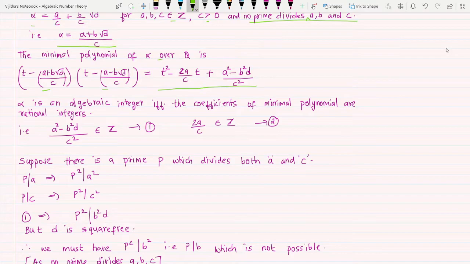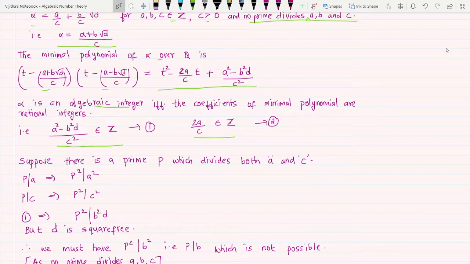We know that alpha will be an algebraic integer if and only if the coefficients of the minimal polynomial are elements of Z, that is, rational integers. That is the definition of algebraic integer. So alpha will be an algebraic integer if and only if 2A by C is an element of Z and (A square minus B square D) by C square is an element of Z. We mark these as equations 1 and 2.